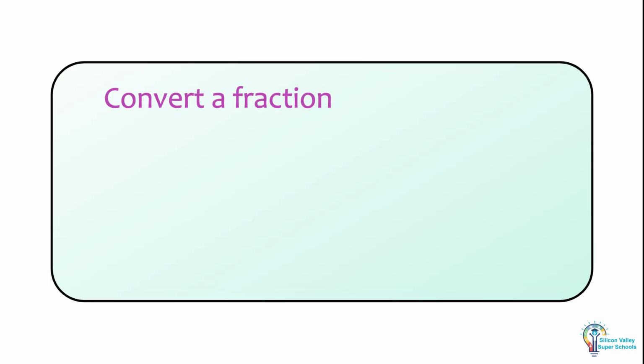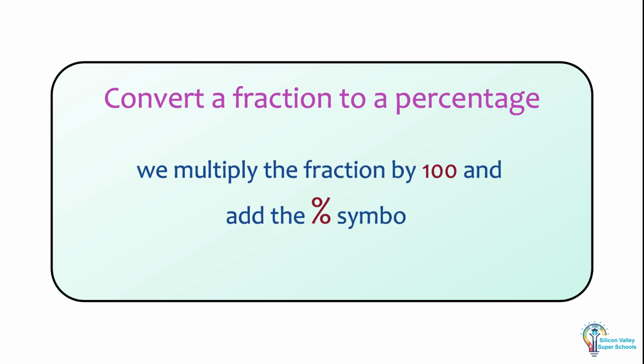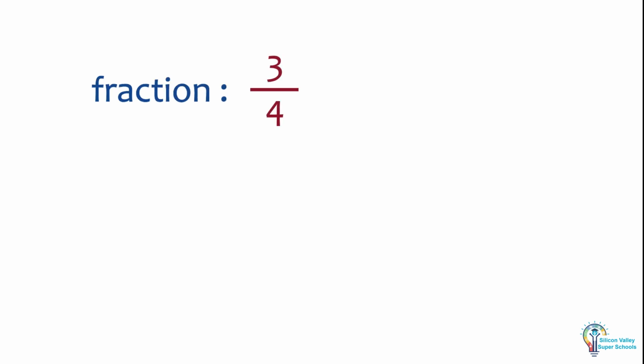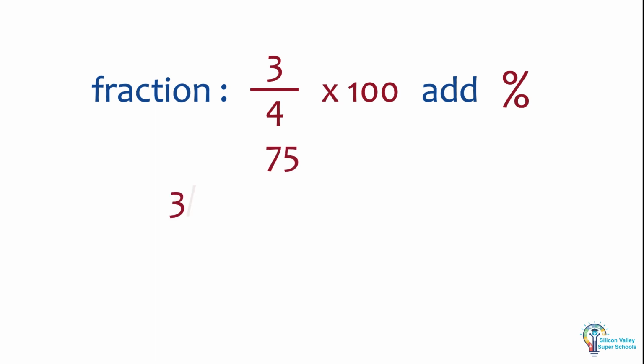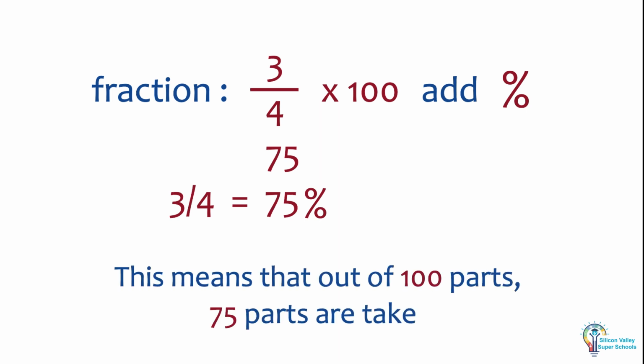To convert a fraction to a percentage, we multiply the fraction by 100 and add the percent symbol. For example, suppose we have the fraction 3 over 4. To convert it to a percentage, we multiply it by 100 and add the percent symbol. 3 over 4 times 100 is equal to 75. So 3 over 4 is equivalent to 75%. This means that out of 100 parts, 75 parts are taken.